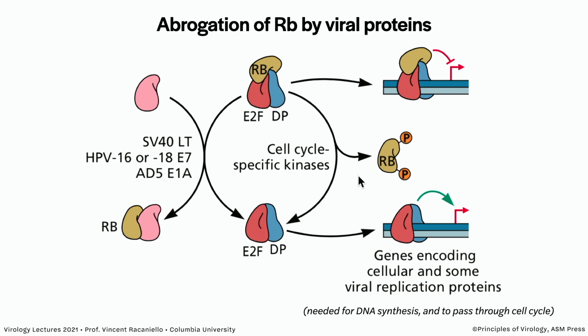Well, these immediate early proteins, or these early viral proteins, abrogate RB. And we've talked about this before in the context of adenovirus E1A. So these pink guys here are these early proteins of viruses, SV40 large T. The papillomavirus has an equivalent, and then there's the E1A protein of adenovirus. And these proteins bind and sequester RB.